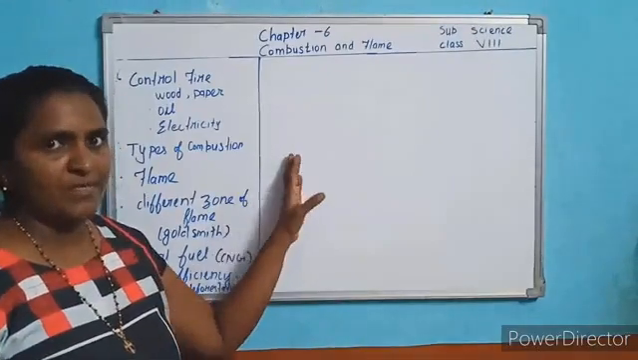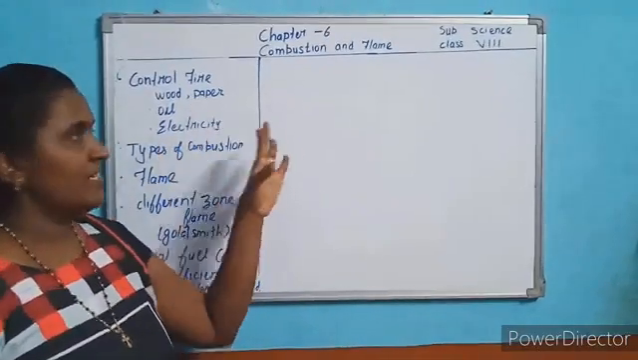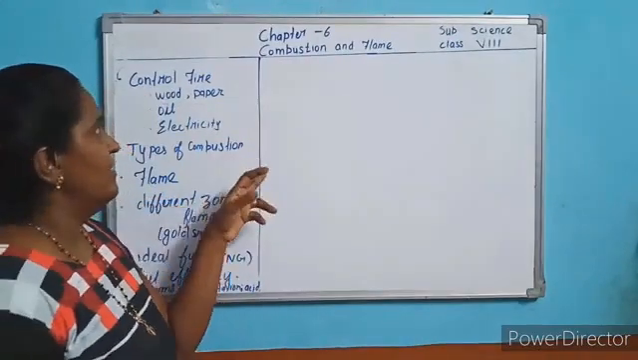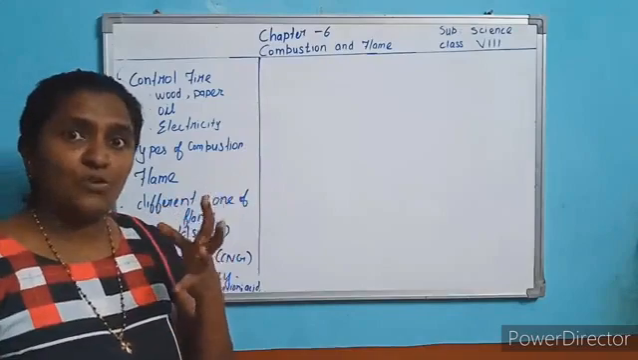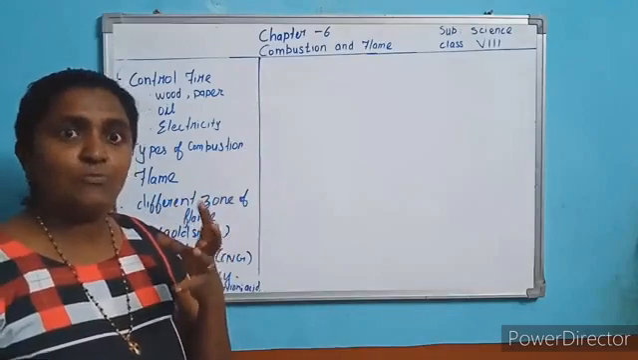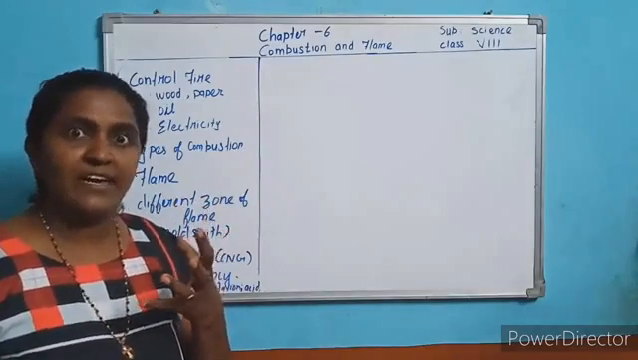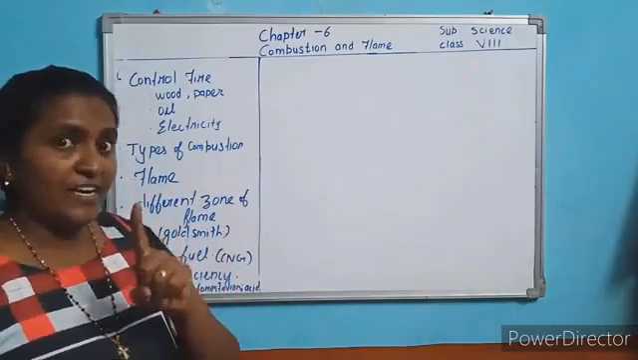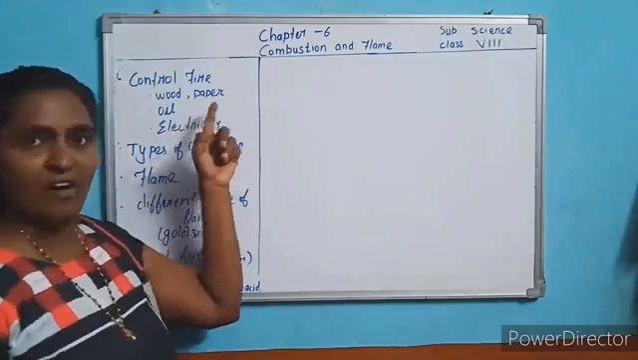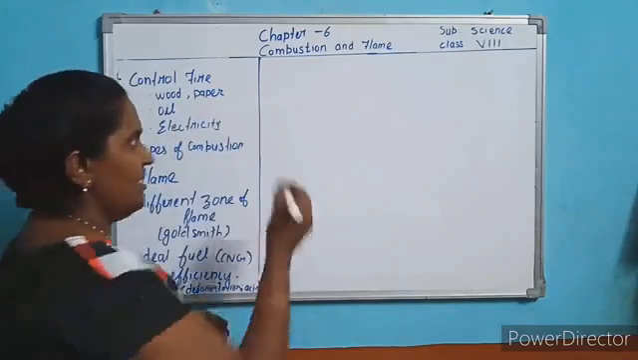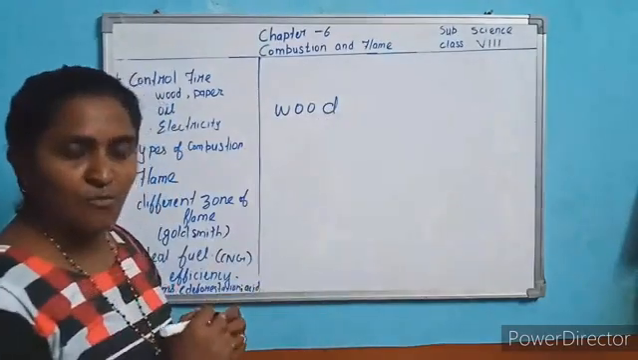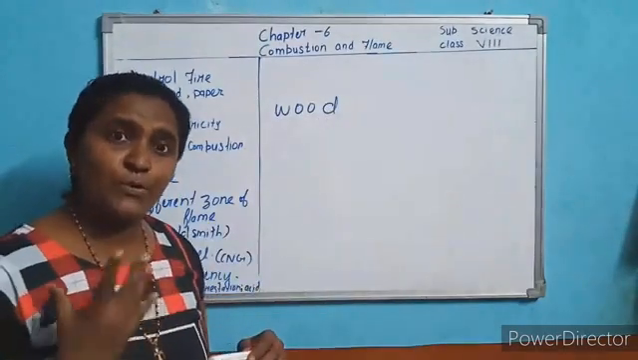We will continue the chapter. The first question is how to control fire. Depending upon the source of fire, we have to prefer different extinguishers. If the fire is due to wood or paper, which extinguisher will help you?